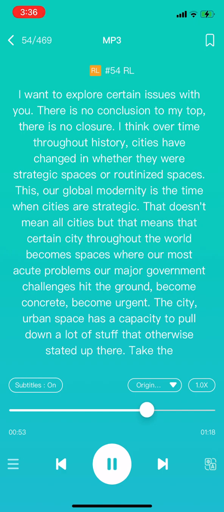The city, urban space, has a capacity to pull down a lot of stuff that otherwise stays up there. Take the environmental question. National states can talk and talk and talk for years. Kyoto took years. But in the meantime, cities had to deal with the environmental question.